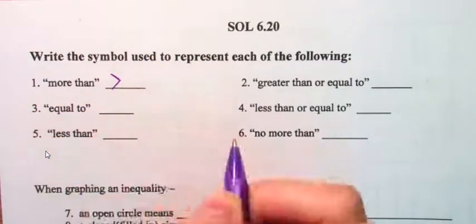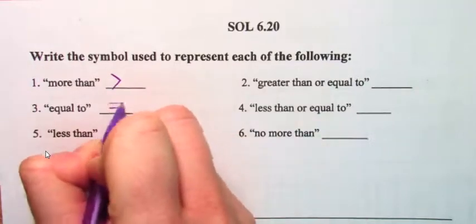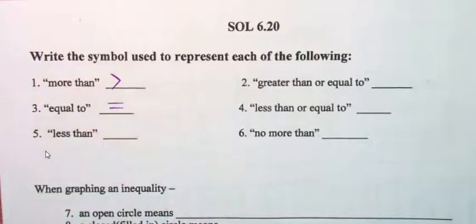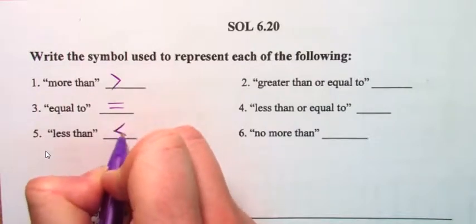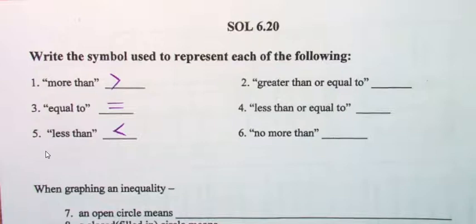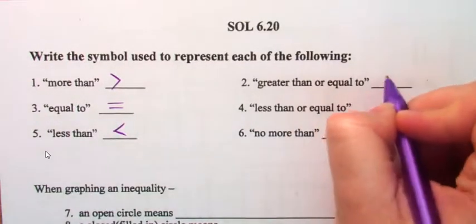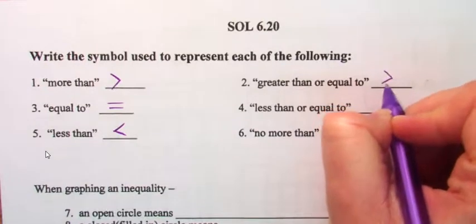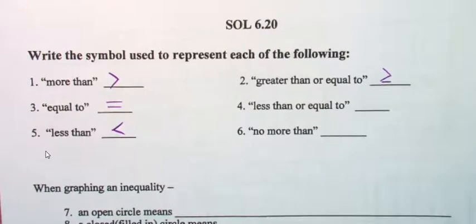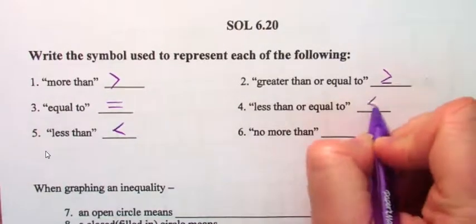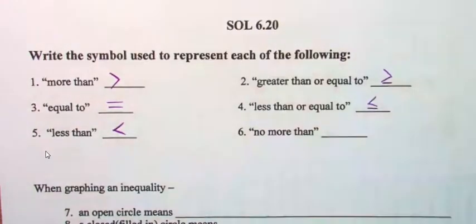We know what equal to means, and we know what less than means. So we have our greater than, or more than, equal to, less than. We have greater than or equal to. If you remember, we still use our greater than symbol. We just put that little half equal sign underneath it. Less than or equal to.